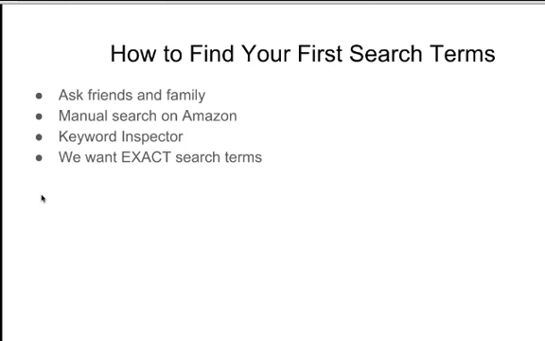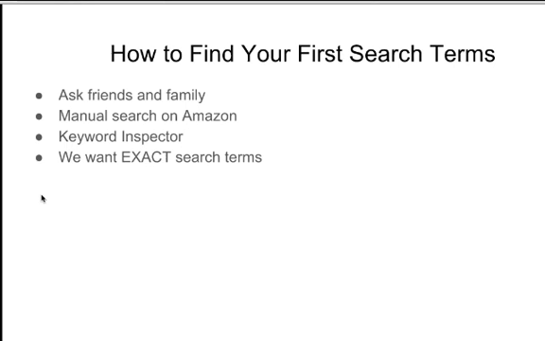Now, here's why this module is so critical. We need to develop our first round of potential search terms. And when I say search terms, I mean we need to ask Amazon what people are searching for. And the best way to do that is to put potential search terms into Amazon sponsored ads.